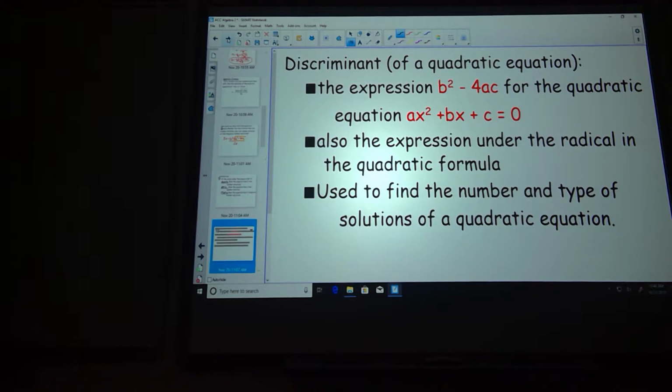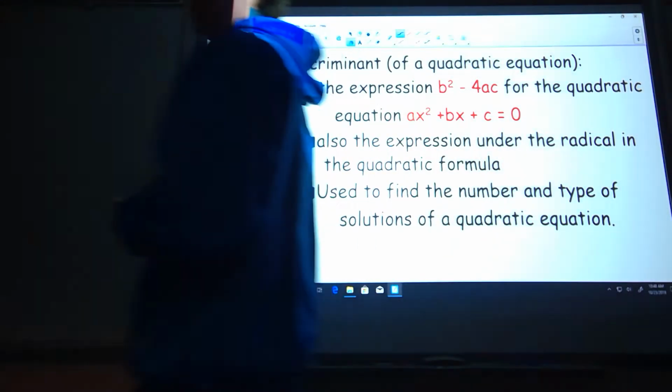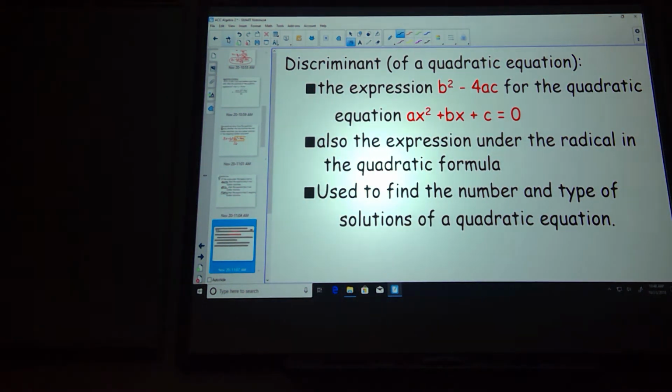All right. So the discriminant of the quadratic equation is what b squared minus 4ac is called. We call it the discriminant. It's the expression b squared minus 4ac for the quadratic ax squared plus bx plus c equals 0. Also the expression under the radical in the formula, and it's used to find the number and type of solutions. So again, if your discriminant is positive, then you have two real solutions. If your discriminant is 0, you have one real solution. If your discriminant is negative, then you have two complex solutions, which are imaginary numbers. Is that okay?